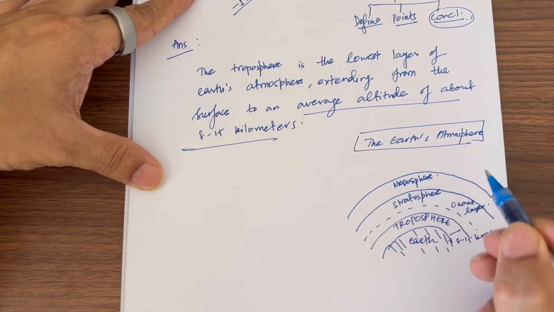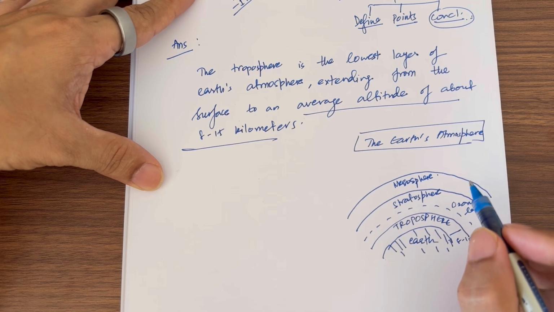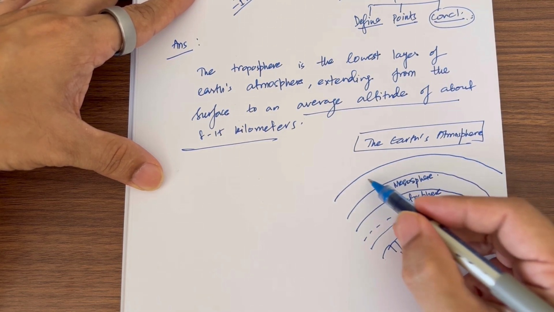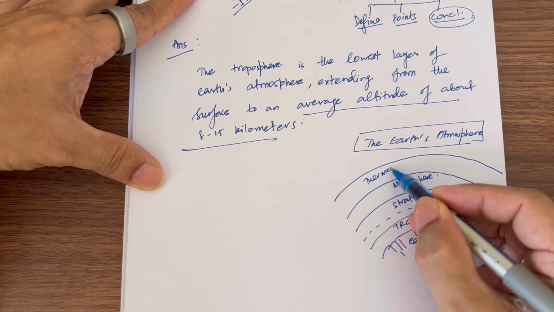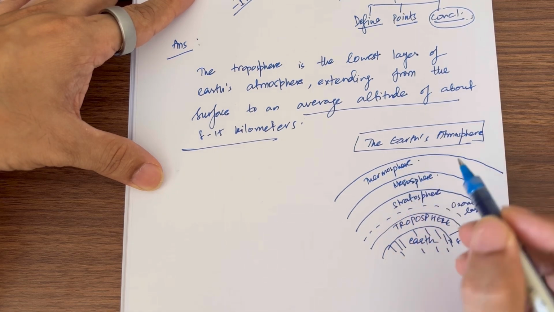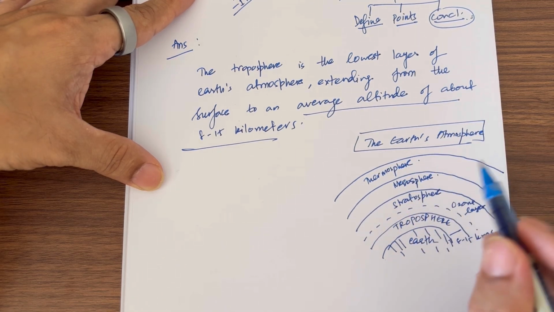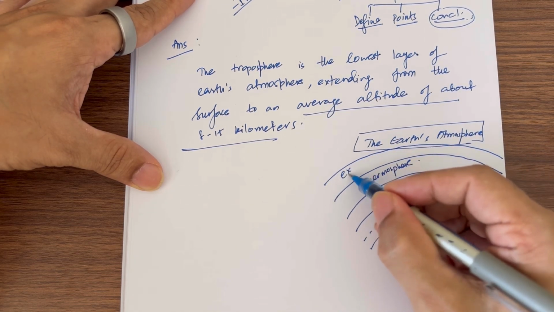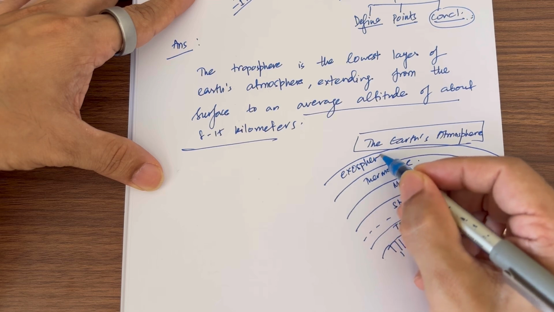mesosphere. Then after that you have the common line, but if you don't remember that, you don't need to put that, the common line, thermosphere. Okay, and then you can put the exosphere. Okay.